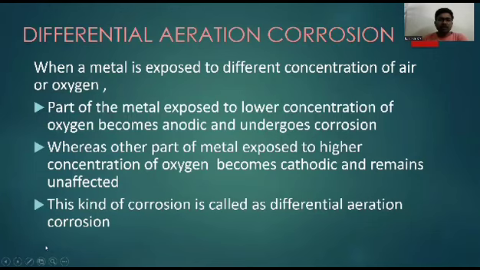Differential aeration corrosion. When metal is exposed to different concentrations of air or oxygen, the part of the metal exposed to a lower concentration of oxygen becomes anodic and undergoes corrosion, whereas the other part of the metal exposed to a higher concentration of oxygen becomes cathodic and remains unaffected. This kind of corrosion is called differential aeration corrosion.